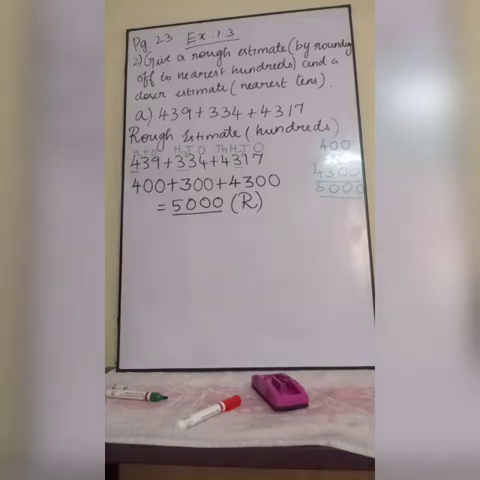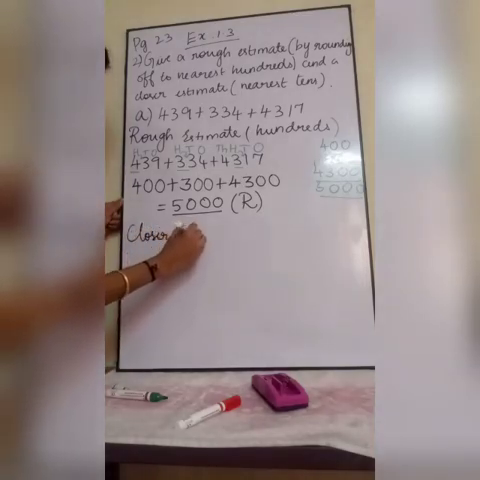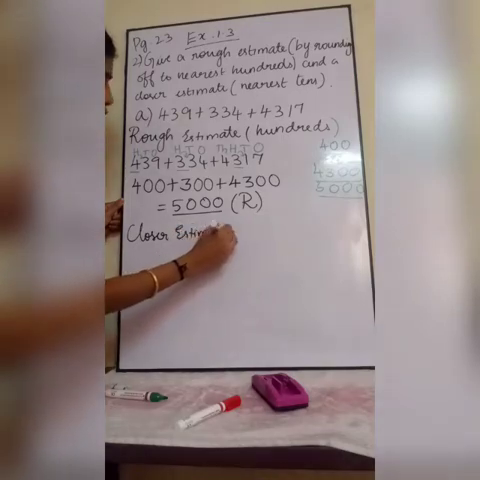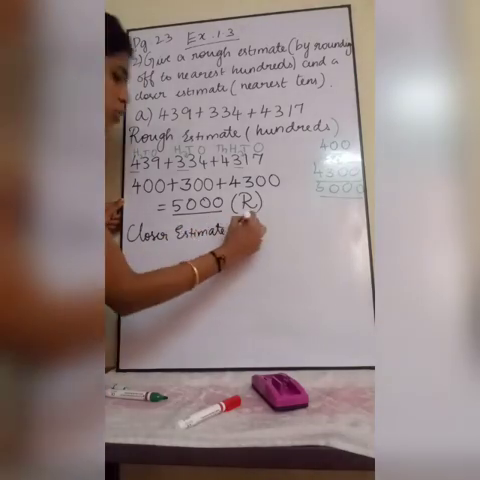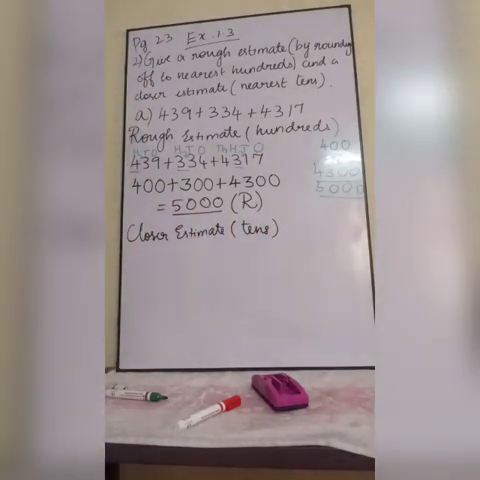Now I have rounded off every number and then added them to find the answer. Next is the closer estimate. For the closer estimate, where will you round off? You will round off to the nearest tens.